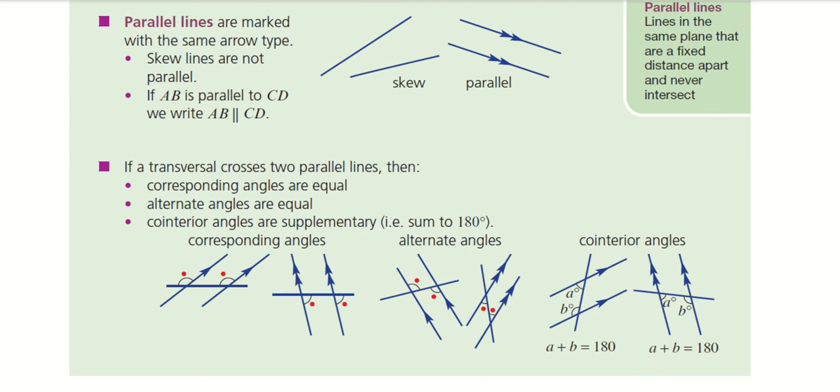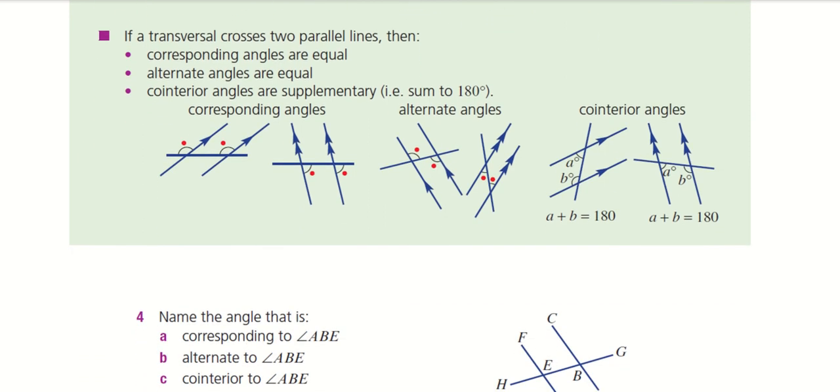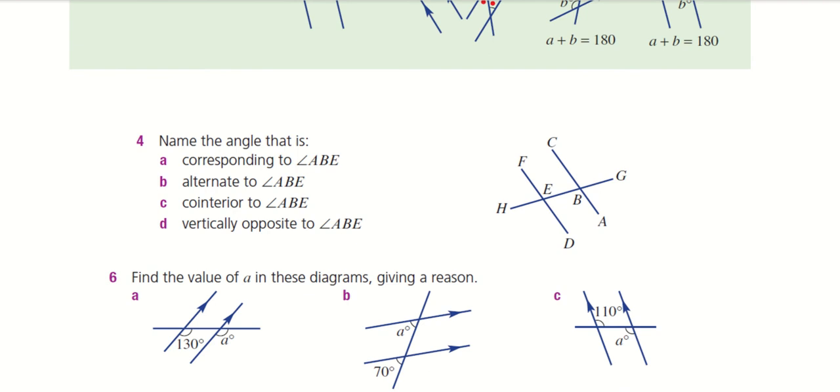All right, parallel lines are marked with arrows. So if there's two arrows there and then you had another set with one arrow, you know they match up with the same type of arrows. If a transversal line crosses two parallels, then again, we already talked about it: corresponding equal, alternate equal, co-interior angles are supplementary. That's the important thing here. All right, so let's do some practice on this.